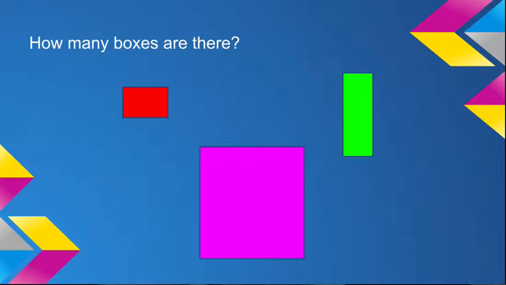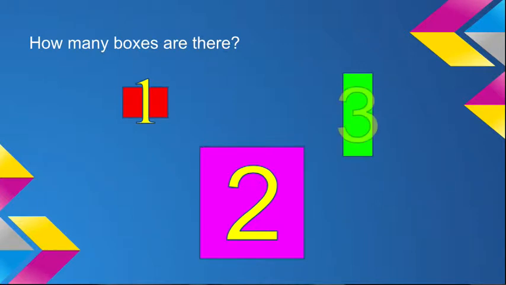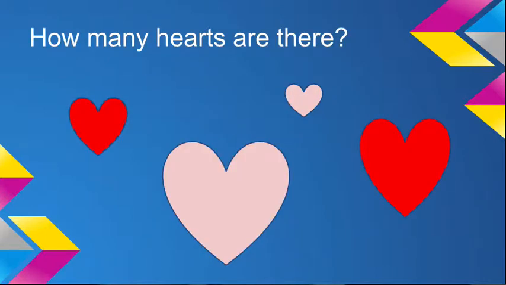Next, we are counting up boxes. So first we see one box, and then the second box, and then a third box. So the answer to this question is that there are 3 boxes. As you can see, we're adding one number from the number line on each of these slides.